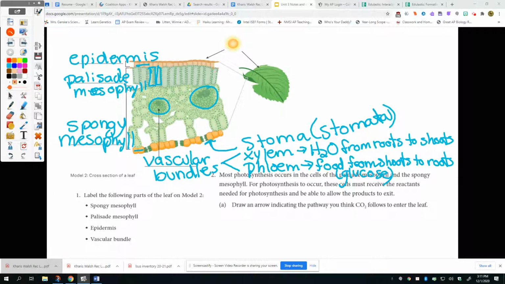The first arrow says, draw an arrow indicating the pathway you think CO2 follows to enter the leaf. Well, in order for something to get into the leaf, it has to have an opening to get through. We talked about these pores, these stoma, which are openings on the bottom. That is how gases enter and leave the leaf. So CO2 would come through the stoma into the leaf.